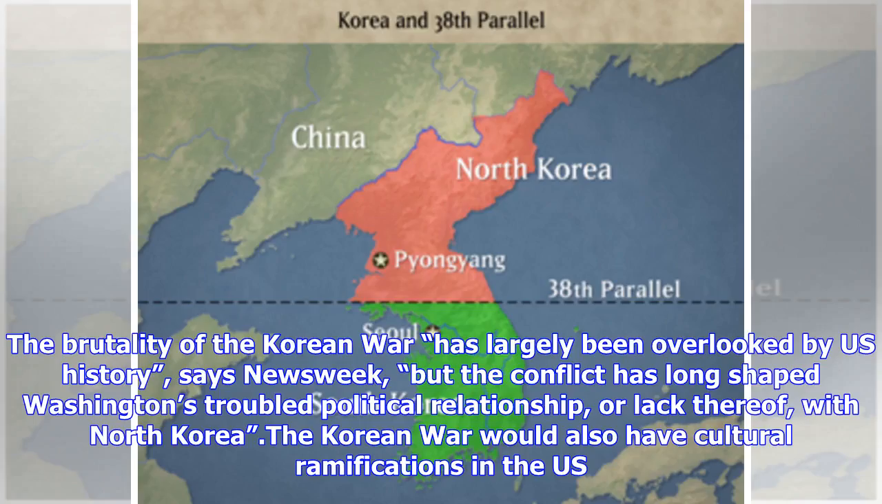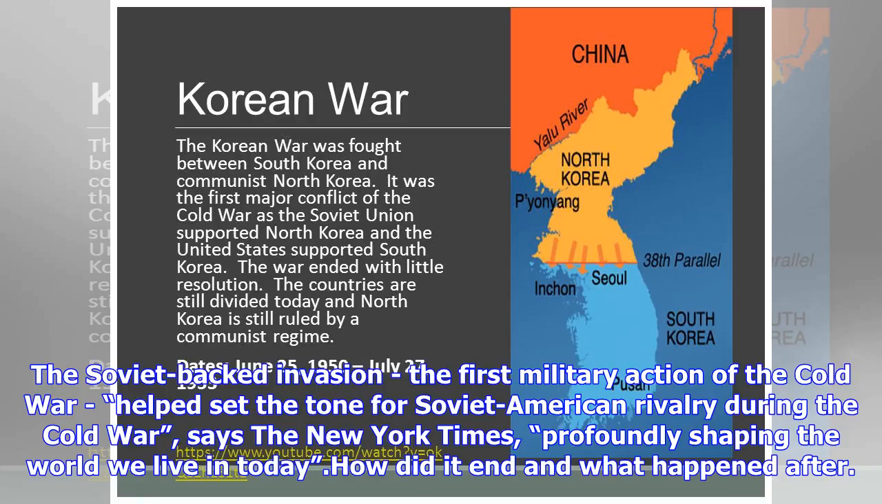The brutality of the Korean War has largely been overlooked by U.S. history, says Newsweek, but the conflict has long shaped Washington's troubled political relationship, or lack thereof, with North Korea. The Korean War would also have cultural ramifications in the U.S. The Soviet-backed invasion, the first military action of the Cold War, helped set the tone for Soviet-American rivalry during the Cold War, says the New York Times, profoundly shaping the world we live in today.